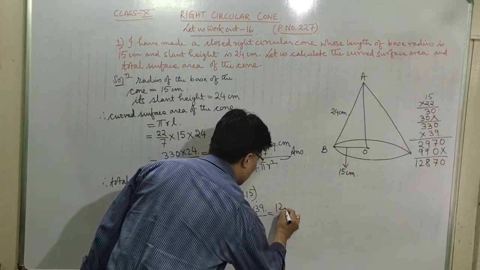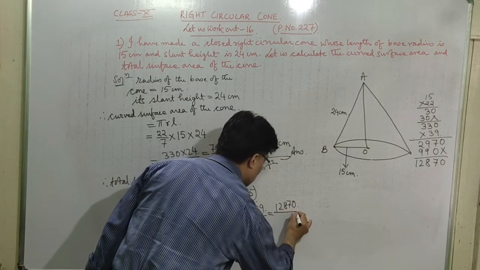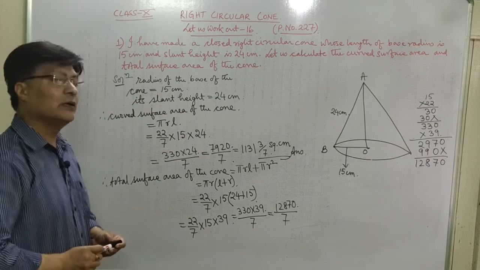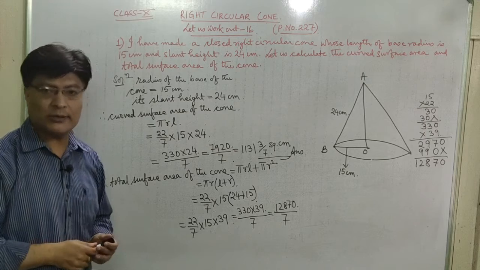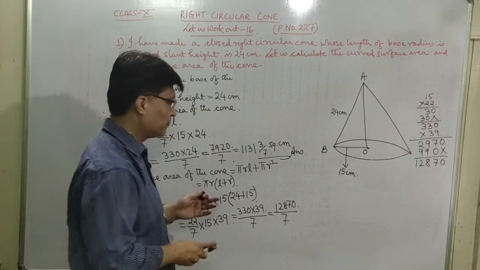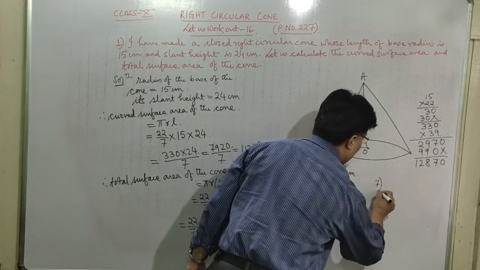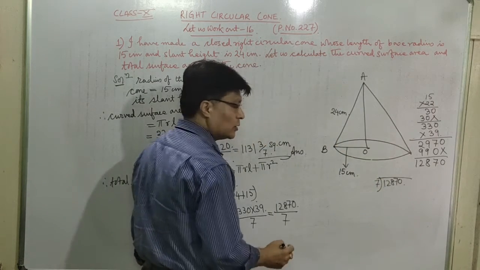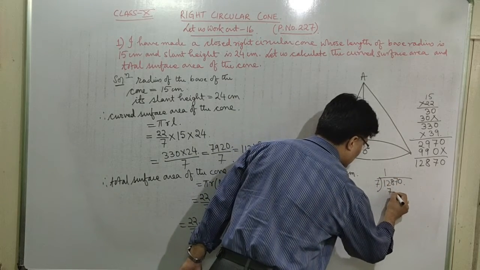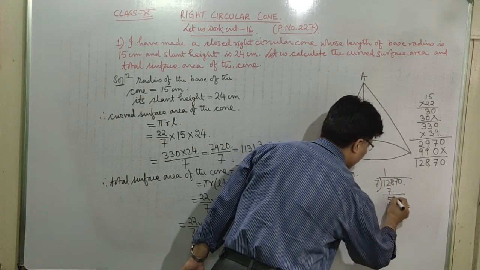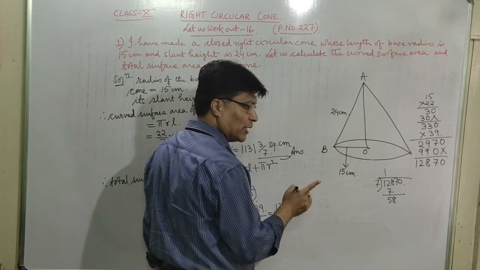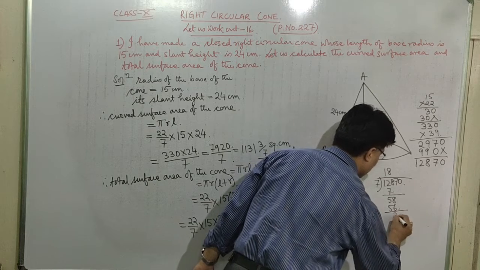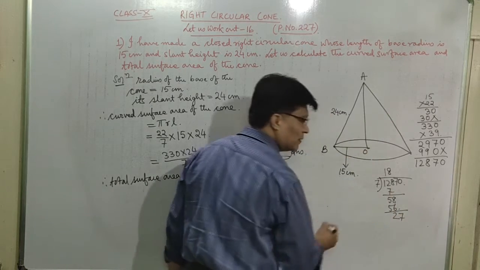Which is equal to 12870 divided by 7. Is that clear? Now let's divide this 12,870 by 7. So 7 will divide 12870. So 7 ones are 7, you can divide it. 5, 58. 7 sevens are 49, 7 eights are 56. 7 eights are 56, 8 minus 6 is 2, then comes 7.